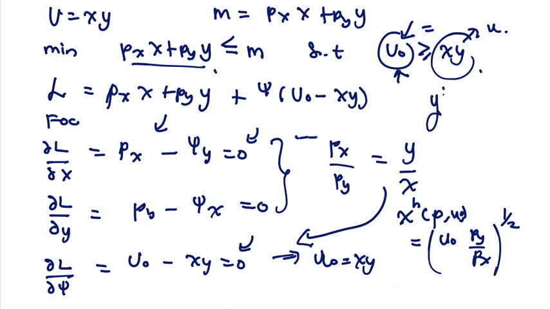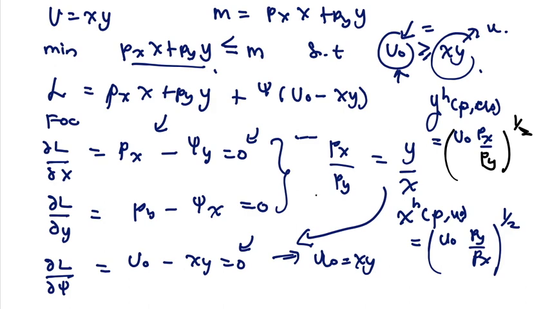For good y, the Hicksian demand function for good y is written as u naught px over py. Let me erase it because it's not very clear. So px over py, the whole thing square root. Okay, the whole thing square root. So that's the Hicksian demand function for good x and good y.